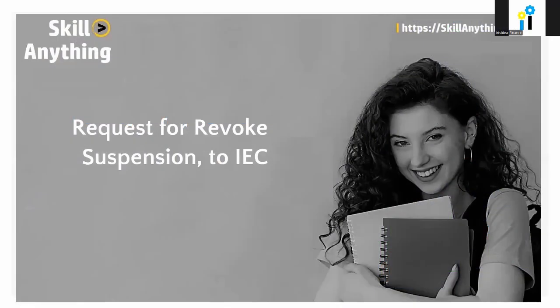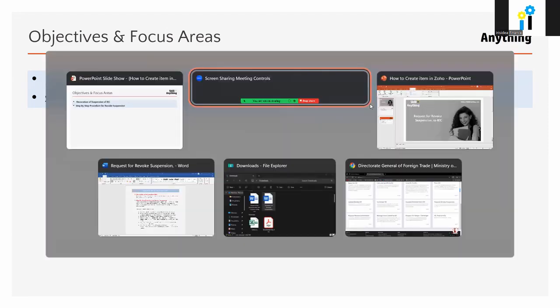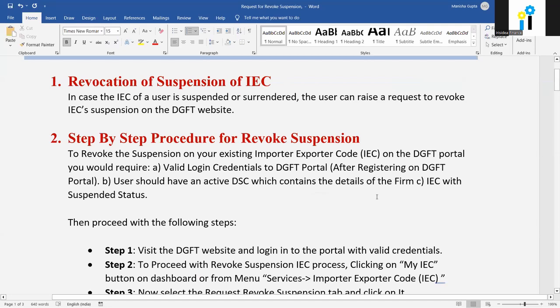In this topic, we'll see request for revoke suspension to IEC. Under that, we will cover revocation of a suspension of an IEC and the step-by-step procedure for revoke suspension. So, revocation of suspension of IEC. In case the IEC of a user is suspended or surrendered, the user can raise a request to revoke IEC suspension on the DGFT website.